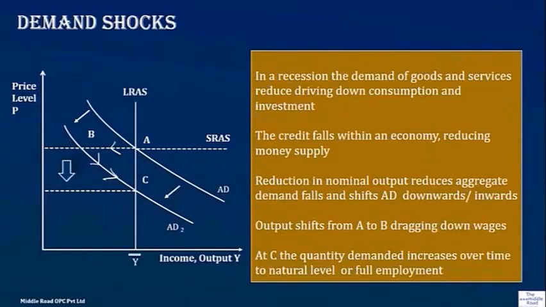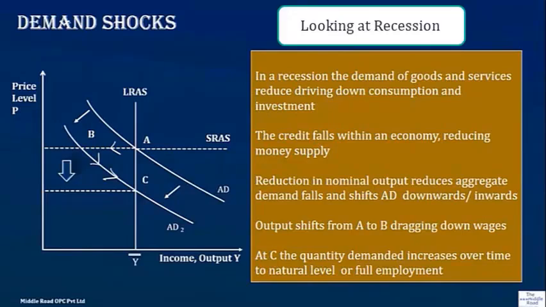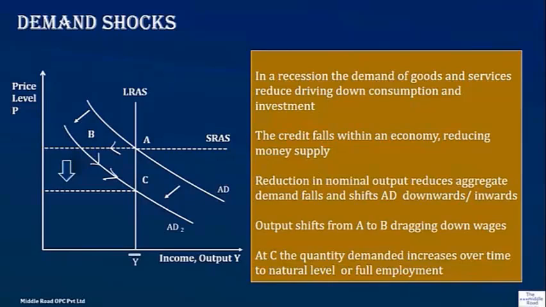I'm talking about the second demand shock. In this, we are talking about a recession. So during a recession, the demand for goods and services reduces, it drags down the consumption and investment. Reduction in the credit within an economy reduces the money supply. A reduction in the money supply would again reduce nominal output, and the aggregate demand curve shifts inwards, from AD to AD2. Now, this is a brief transition period.